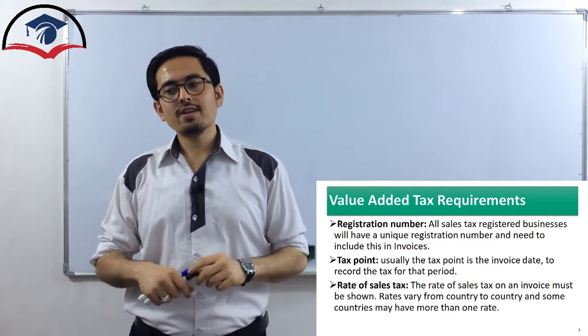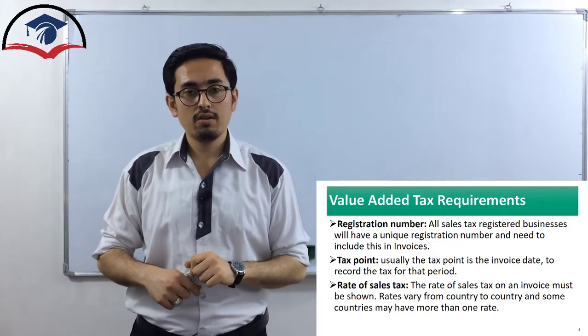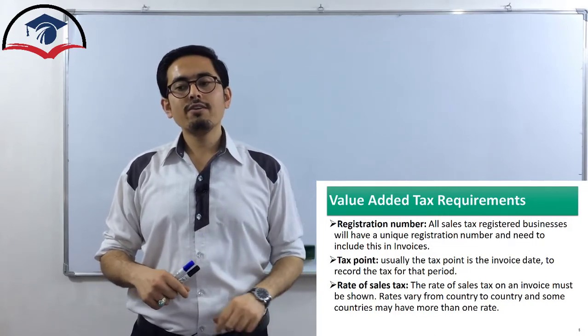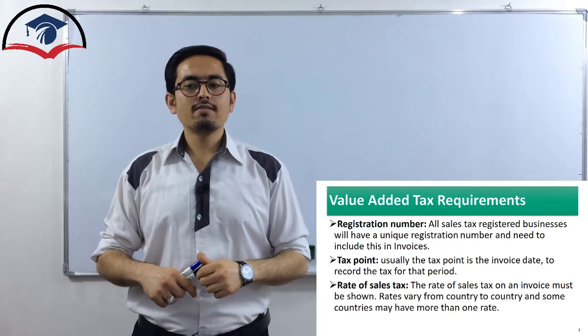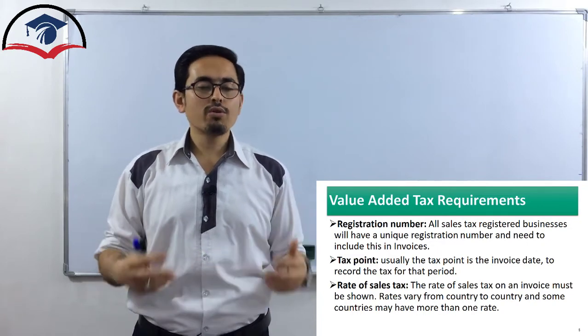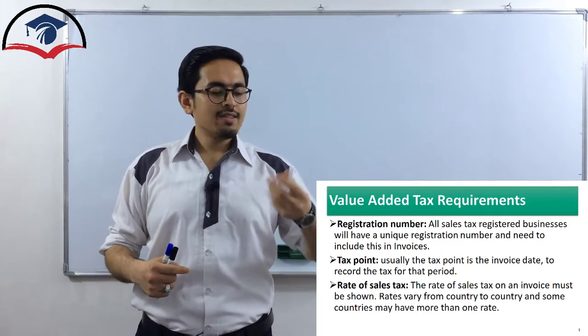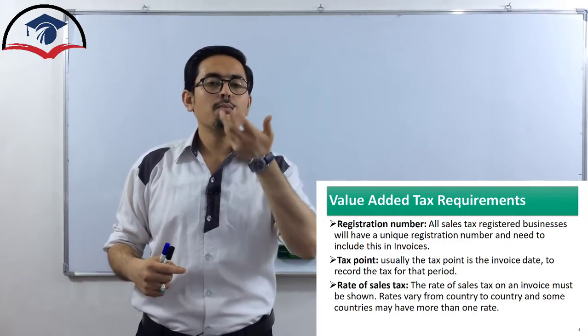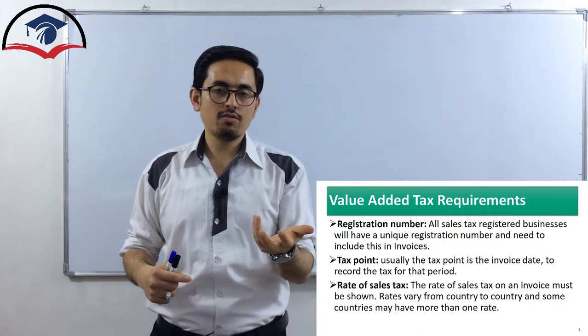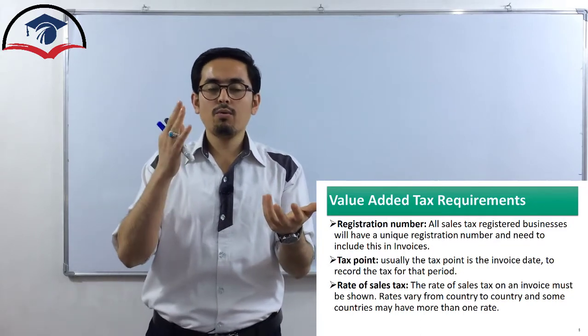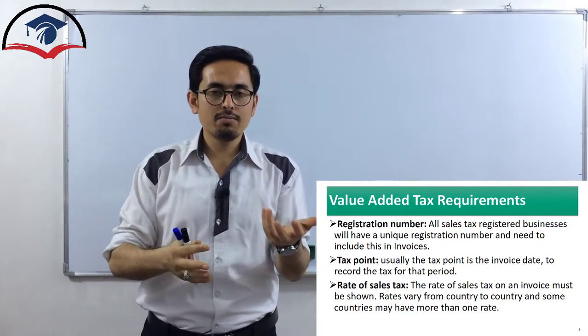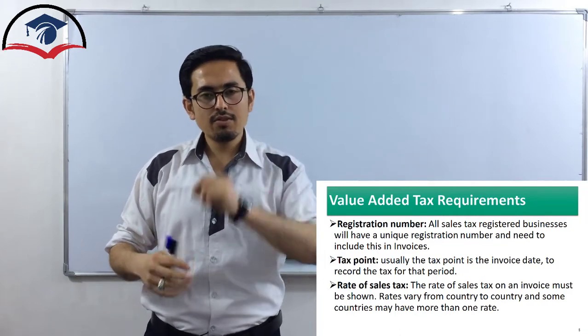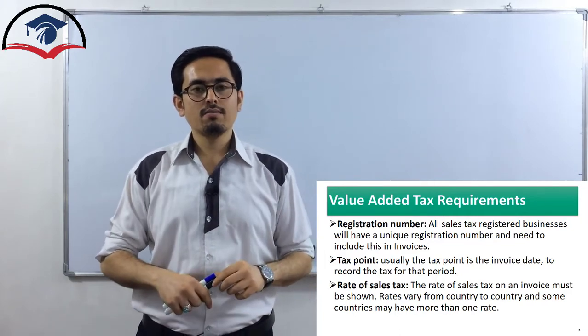Rate of sales tax. The rate of sales tax on an invoice must be shown, and the rates vary from country to country, and some countries may have more than one rate. Remember, this is the rate assigned by the tax authorities by the rules and regulations of the country, and it can vary. One rate can be there and multiple rates can be there, but the rates should be shown on the invoice.